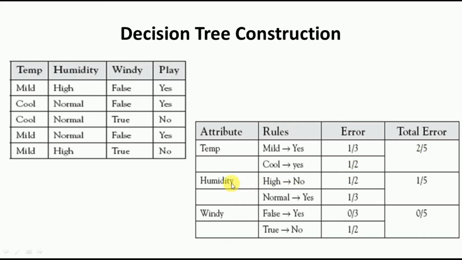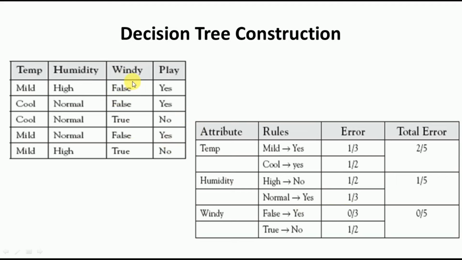Coming back to humidity, there are 2 possibilities again, high and normal. High is appearing 2 times, 1 is yes, 1 is no. So when high is equivalent to no, 1 by 2 is the error. When high is equivalent to yes, 1 by 2 is the error. Normal is appearing 3 times, 2 times yes, 1 time no. So normal should be equivalent to yes, and 2 are correct answers, 1 is incorrect. So 1 by 3 is the error here.